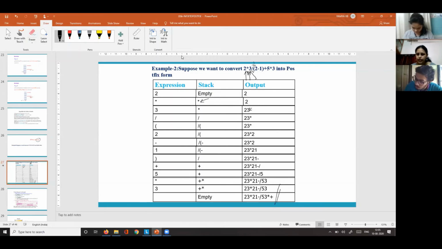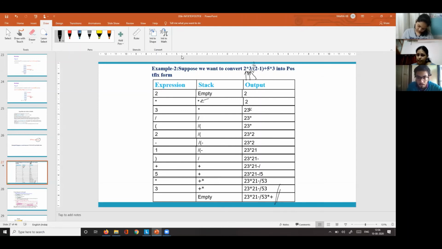In the next step, which character are you scanning? It's a left parenthesis. You have no other option than bringing it inside. So you brought it inside. Next is 2, and 2 goes to the output queue. Next is minus, and who is on top of the stack? The left parenthesis, so no problem. You can bring minus inside. So minus comes inside. Next is 1, and 1 will go into the output expression.